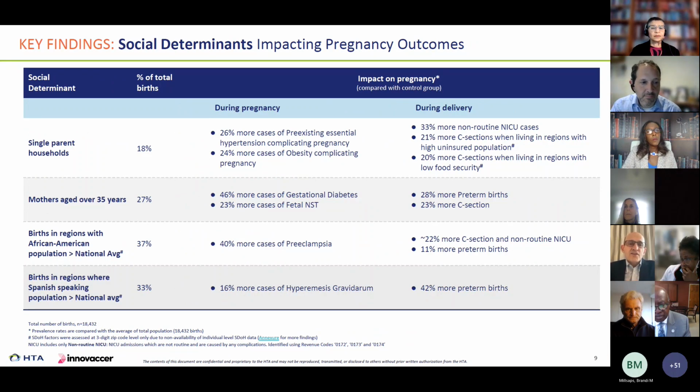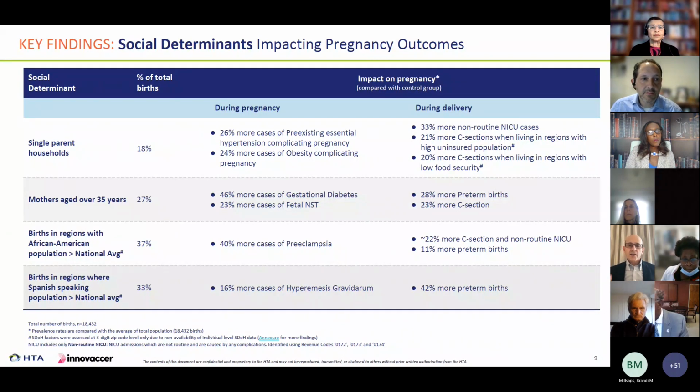We also found, using the social determinants data that we had, and I mentioned we have demographic data in the claims data, so whether or not they're married, single parent households, mothers over 35 years, these were higher predictors of complications during pregnancy and during delivery. And then also, using zip code data and national information about those zip codes, we were able to find that births in regions that had an African-American population greater than the national average, or those in which Spanish-speaking populations were greater than the national average, also had a higher risk of adverse outcomes during pregnancy and during delivery. So that's the foundational data that we began to build our analytics on and build this predictive model.